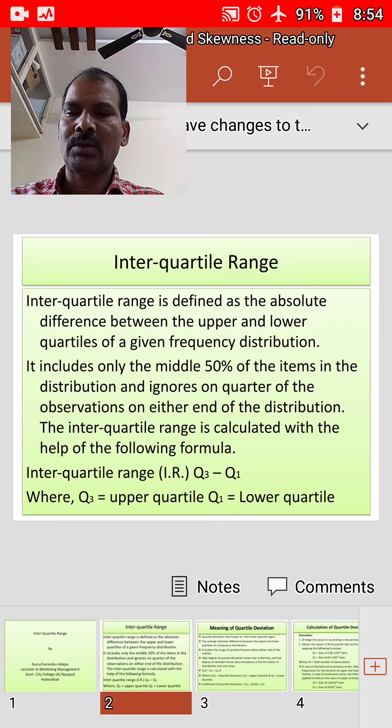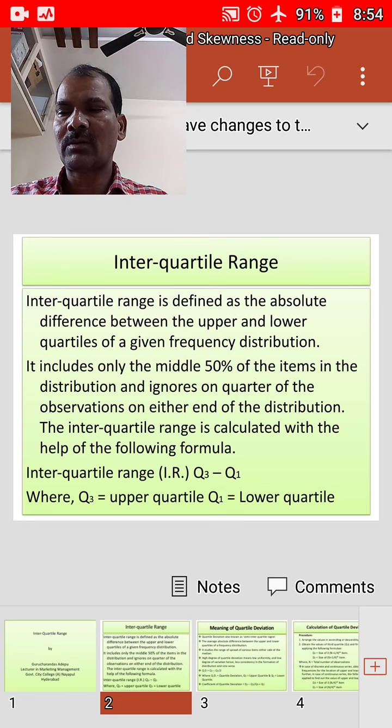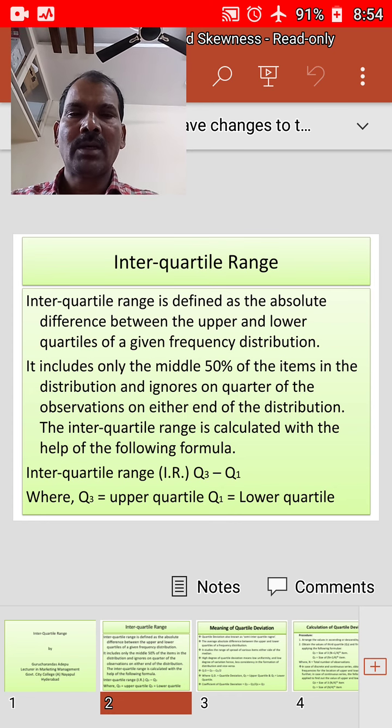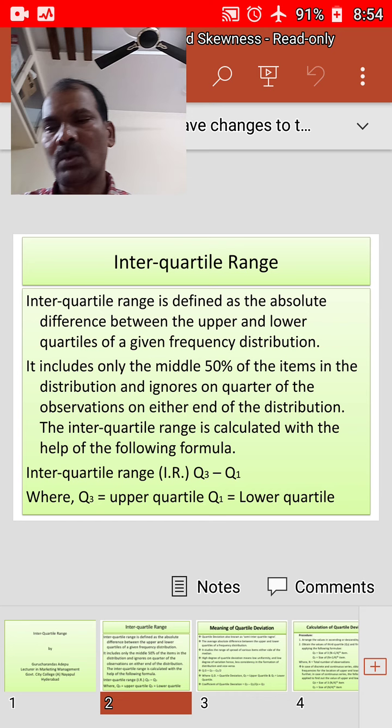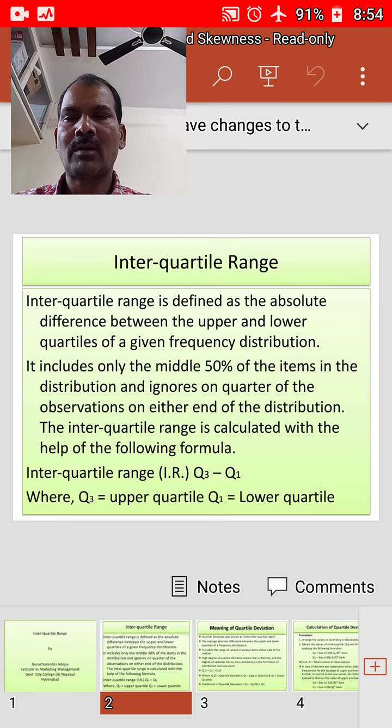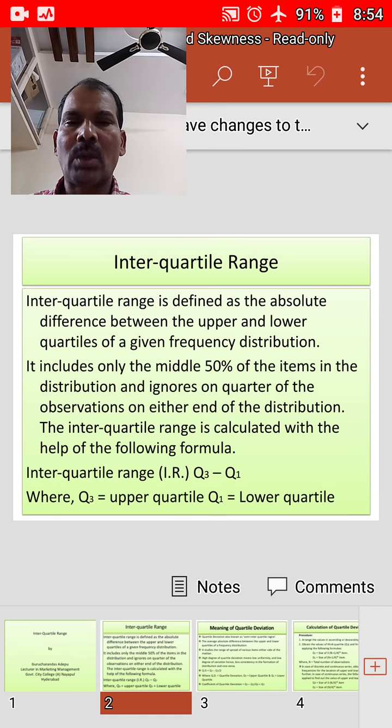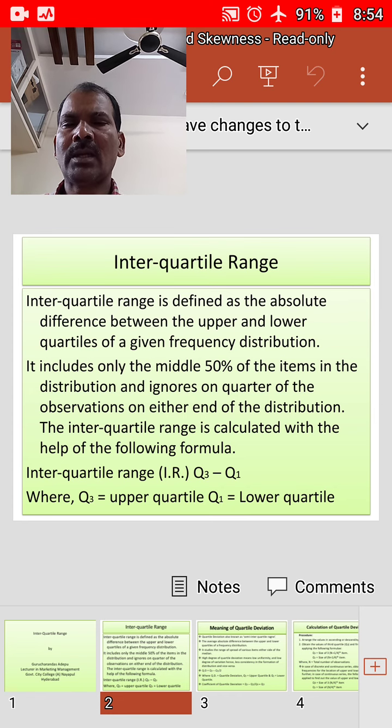The interquartile range is calculated by using a formula, that is IR, interquartile range, is equal to Q3 minus Q1, where Q3 is the upper quartile and Q1 is the lower quartile.